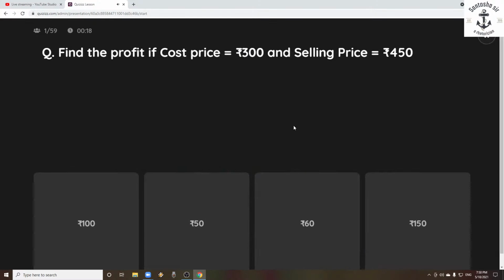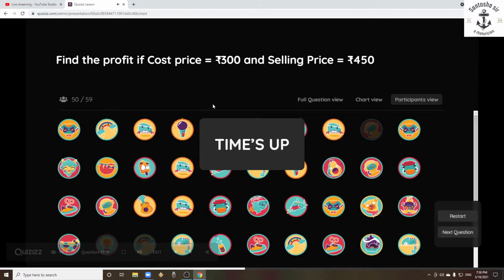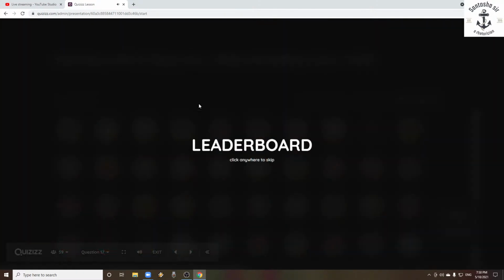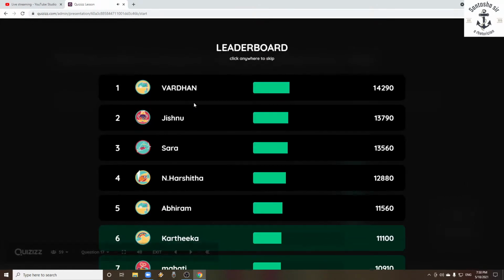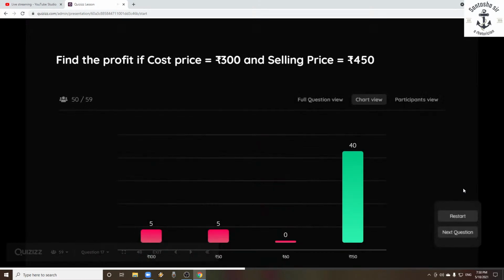Find the profit if cost price equals rupees 300 and selling price is rupees 450. You don't need a pen and paper for this question, I guess, right? Time is up. 50 members answered. 6th, 7th positions were replaced. 40 members answered this question correctly.